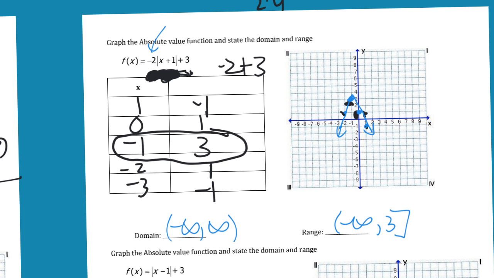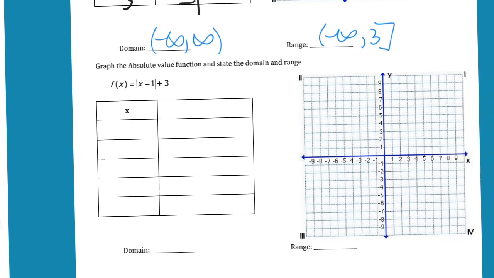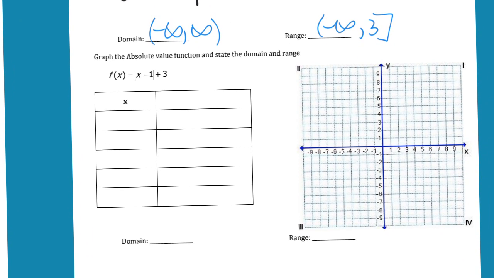Okay, and then let's keep checking. Let's do this one. Pick the x value so that the absolute value is 0. So what would you have to pick for that? You have to pick 1, wouldn't you? So you pick 1, and then this should be the middle, because 1 minus 1 is 0. Absolute value of 0 is 0, plus 3 is 3. If you plug in values to the right and left of this, you should get the symmetry you're looking for.